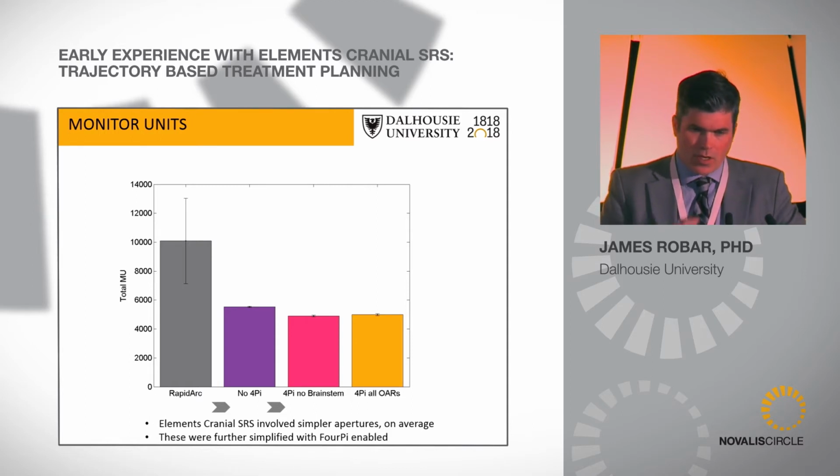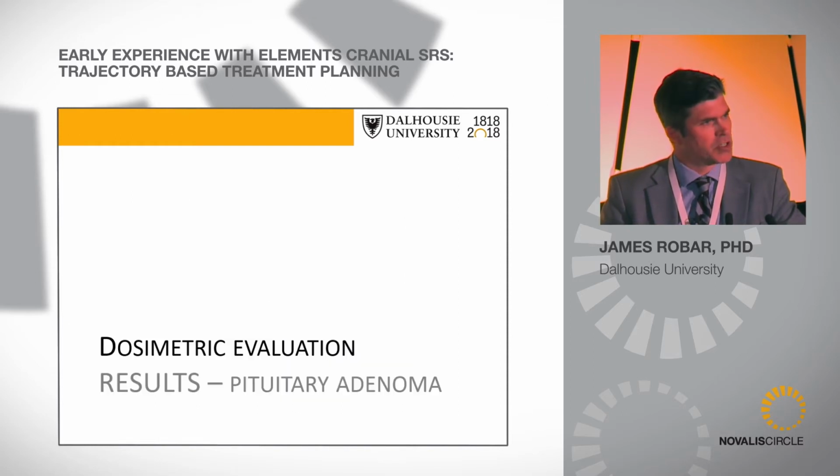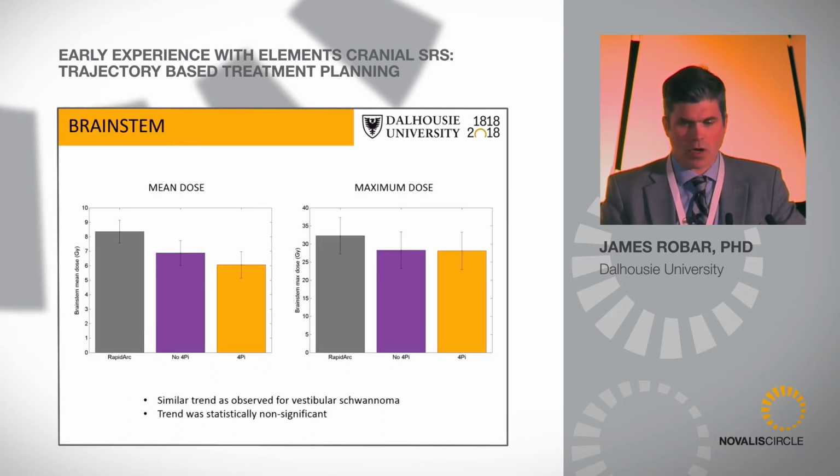The results, I'll go through these fairly quickly for pituitary, mainly because we see similar trends. So we see reduction of mean dose for brainstem when we enable 4-pi. Maximum dose, due to the proximity and the fact that it was abutting in most cases, was not changed. Eyes and lenses, we saw an improvement, first of all, moving to Elements, and then again as we enabled 4-pi.